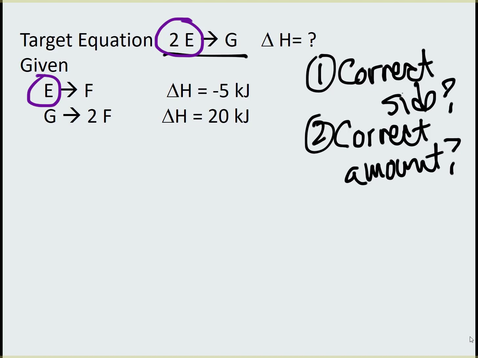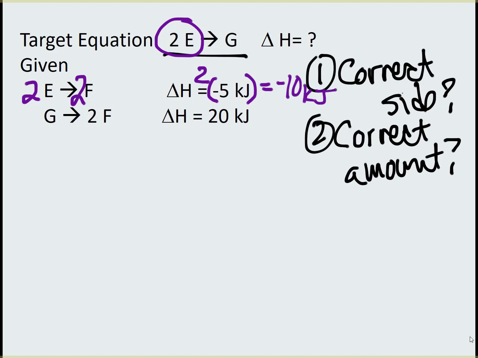Is it on the correct side? Yes, they're both on the reactant side. And then do I have the correct amount? And the answer is no, I do not have the correct amount. So I'm going to put a 2 in front of here and multiply everything by 2. Even my delta H is multiplied by 2. So that would equal a negative 10 kilojoules.